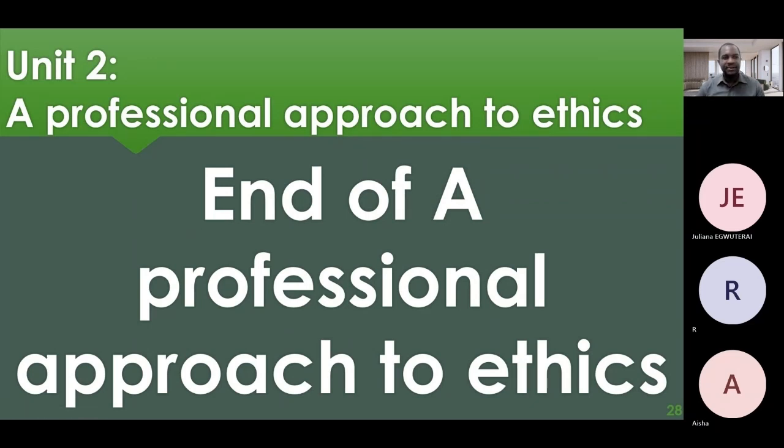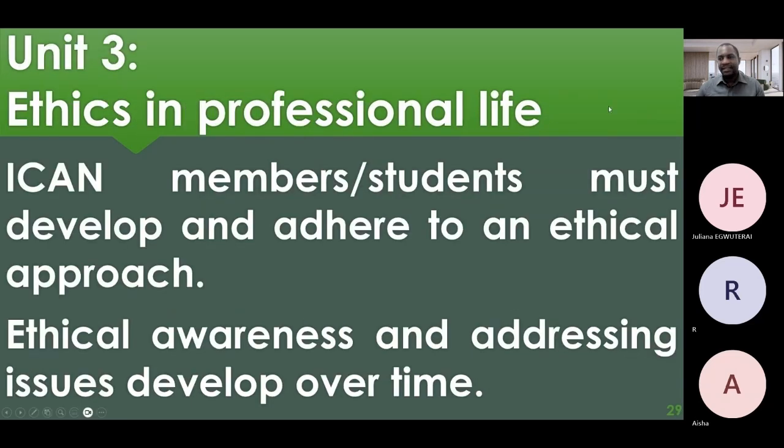We have a few minutes left to close out on this. Okay, so let's go to number 3, ethics in professional life. As ICAN members, we are students, very soon we'll qualify. By God's grace, we must develop and adhere to an ethical approach. So ethical awareness and addressing issues develop over time. In our daily life, in our professional life, we meet these issues, and it's not one-off, it's an ongoing thing. It permeates our professional life every day.